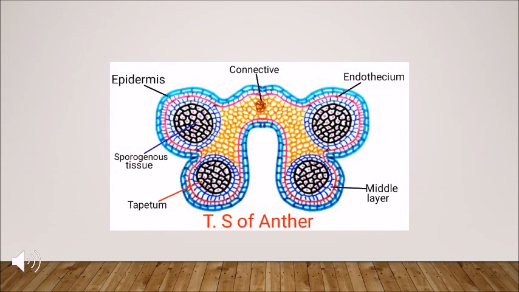The structure of TS of anther: you can see the outermost layer, that is the epidermis. After the epidermis comes the endothecium. After the endothecium comes the middle layer, and the last, the innermost layer is the tapetum. Inside the tapetum, you can see the pink color parenchymatous tissue. As I have mentioned in my earlier slides, they are the sporogenous tissue. So this is the complete structure of TS of anther.